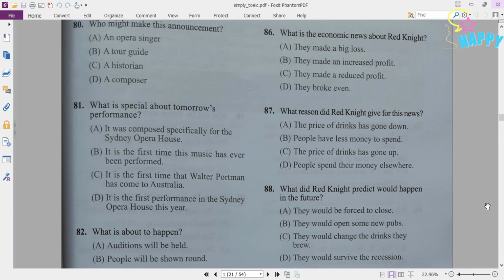It cited rising unemployment among its consumers, meaning they had less money to spend on leisure activities. Red Knight Chief Executive Carl Bannister said he is not expecting trading conditions to improve in the next few months. Nevertheless, he said he was confident the firm could survive the economic downturn. Question 86. What is the economic news about Red Knight?